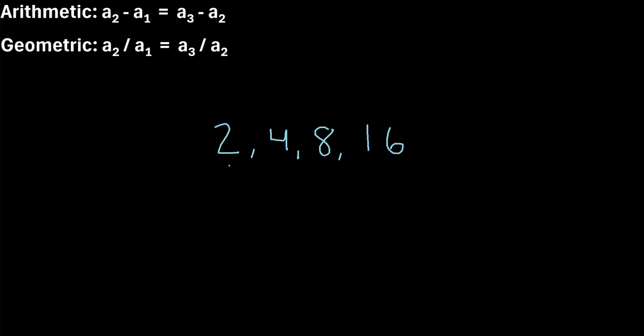Let's say we have the sequence 2, 4, 8, 16. How can we determine if this sequence is arithmetic or geometric? Well, first let's go ahead and label these values. So 2, we'll say that's a1. 4 is the term a2. 8 is the term a3. And we'll say 16 is a4, the fourth term in the sequence.